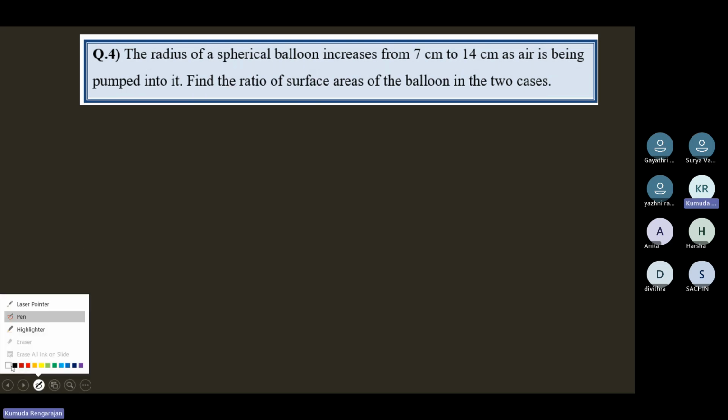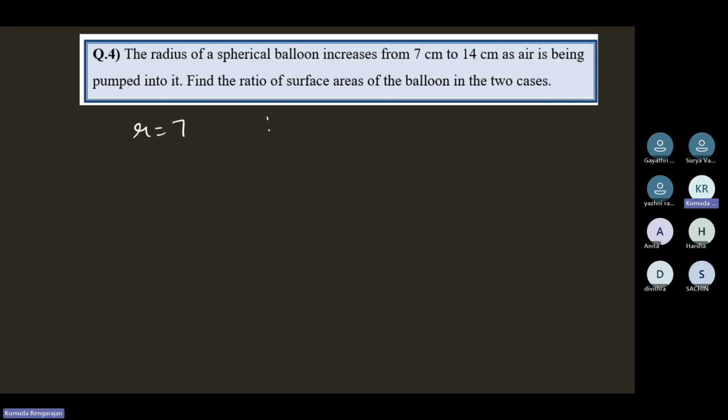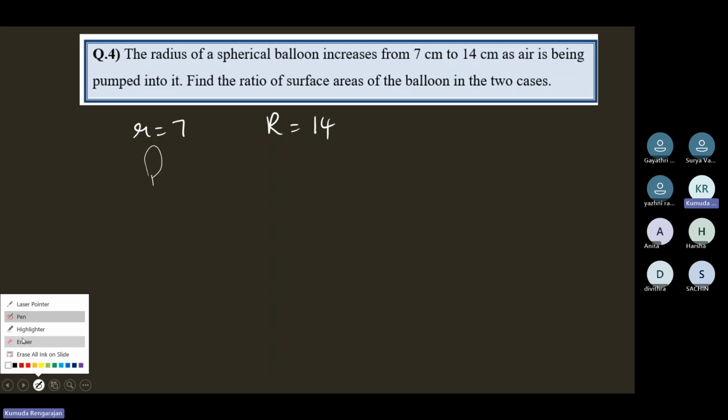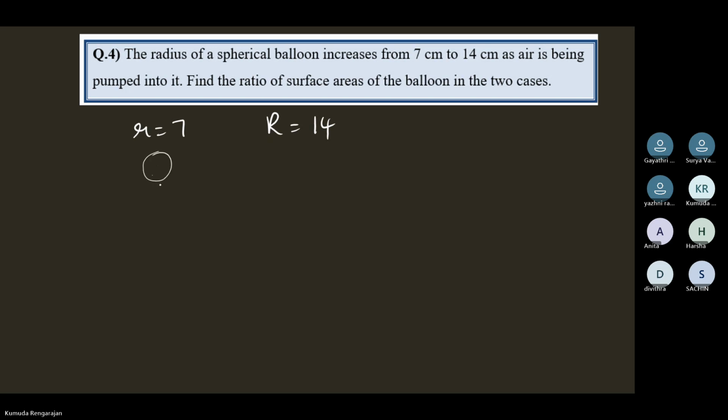Directly find the ratio. Okay, so supposing we call the radius as 7 and 14 like this. So the balloon is like this, the spherical balloon. So it's not like this, it's like this. Then you blow more air into it, it becomes like this. Correct? It's a balloon. You blow air into it.